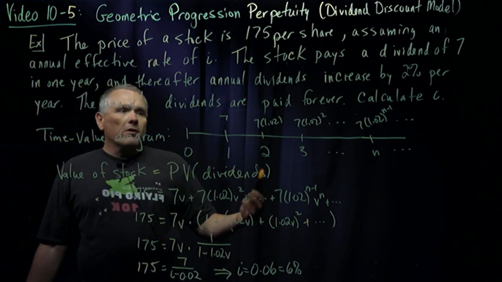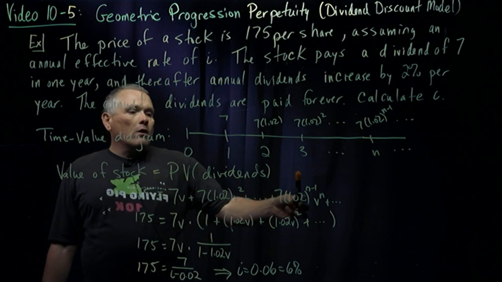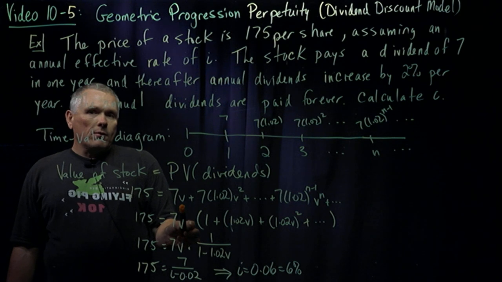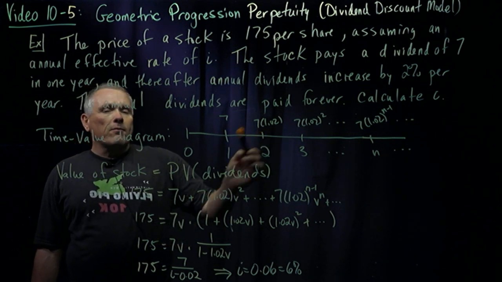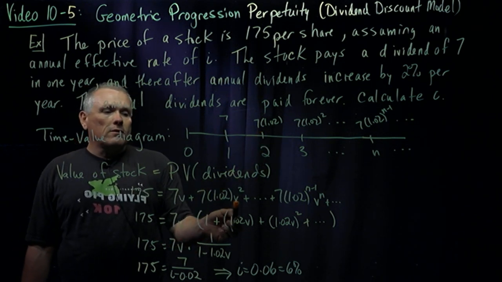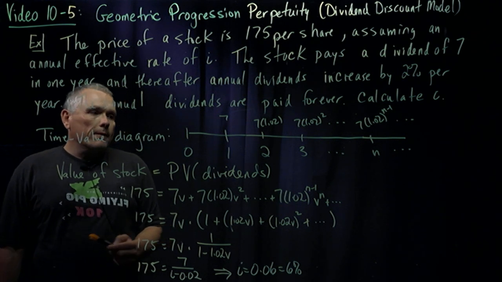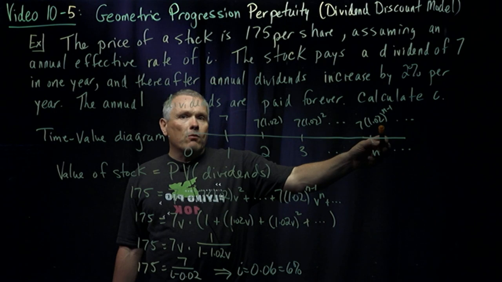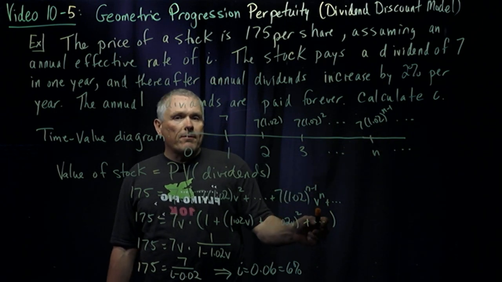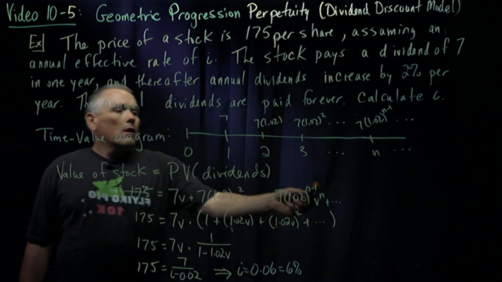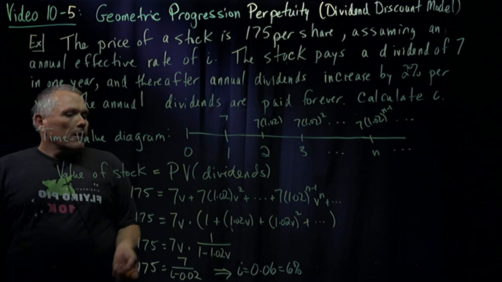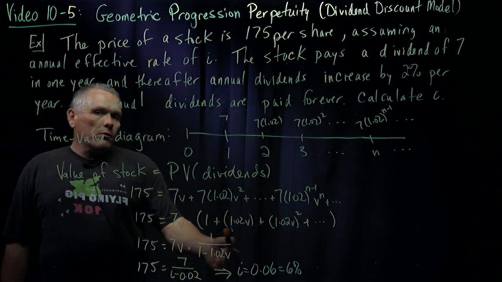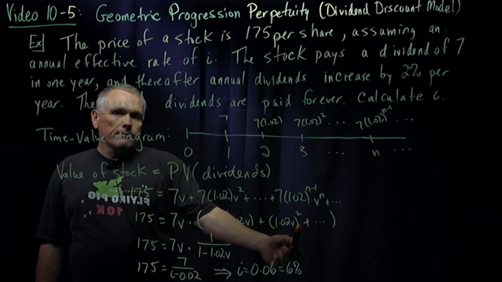Using, again, first principles here, for our present value of our dividends, we've got to step 7 back 1 time period, so we get 7v. We've got to step 7 times 1.02 back 2 time periods, so we get v squared there. So on down the line, I've got to step back the 7 times 1.02 to the n minus 1. We've got to step that back n time periods, so we multiply by v to the n. Just like before, we can factor out that 7v, which leaves us with this nice geometric series.